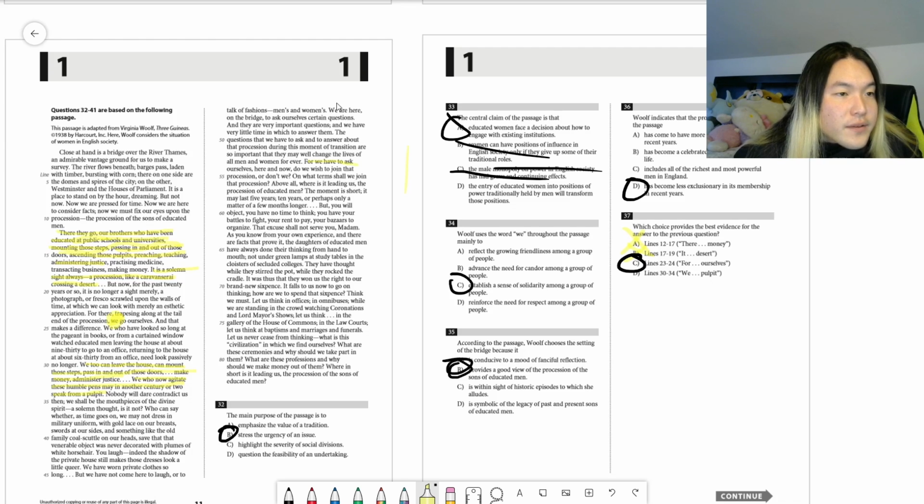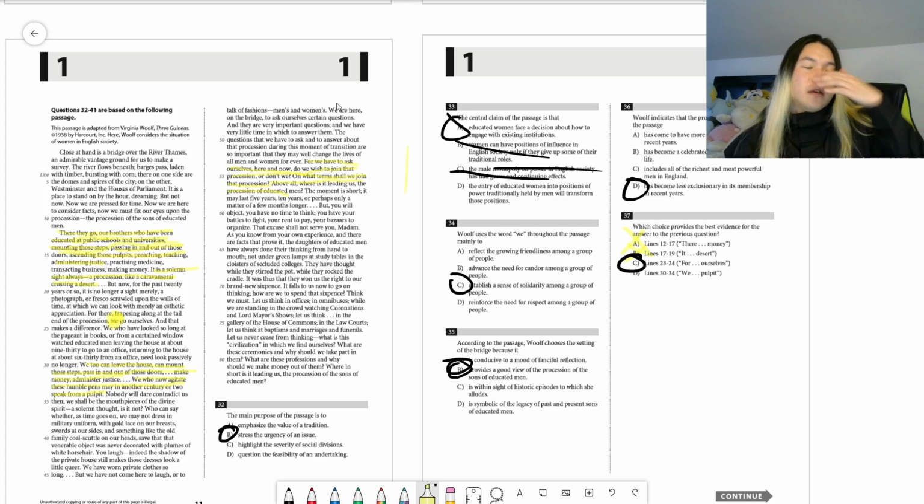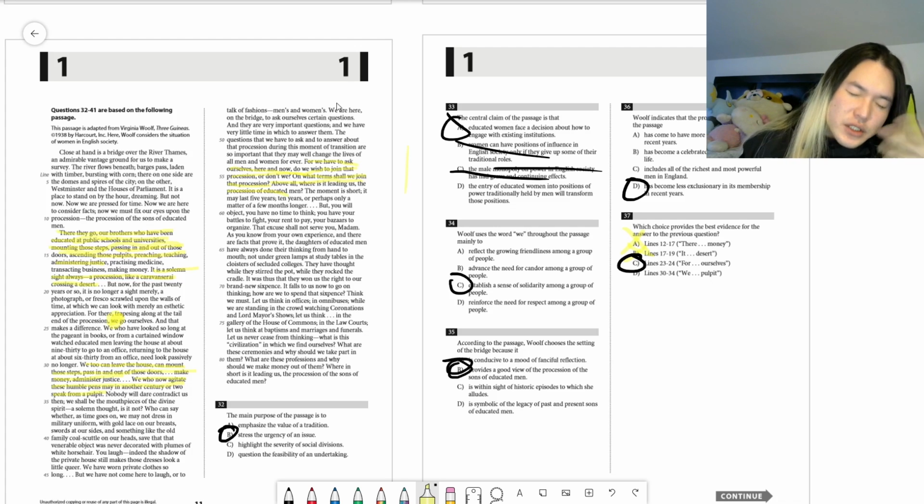Okay, for we have to ask ourselves here and now, do we wish to join that procession or don't we? On what terms shall we join that procession? Above all, where is it leading us? The procession of educated men. And she characterizes it, so she talks about the character, or she describes these questions. How does she describe them?